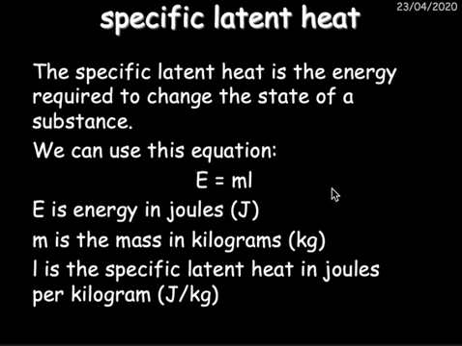And you need to be able to use this equation as it is. You also need to be able to rearrange the equation to find mass equals energy over specific latent heat, or specific latent heat. So this is an L. I know it might look like an I. This is an L. It's E equals mL. So the specific latent heat would equal the energy over the mass as well. So you've got to be able to use it and rearrange it.